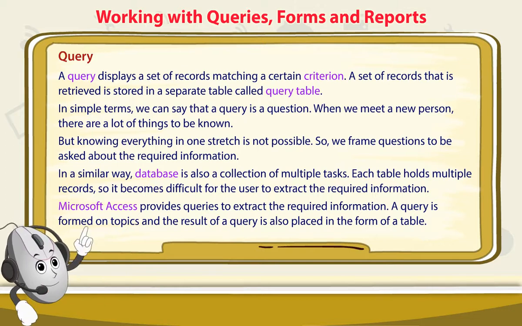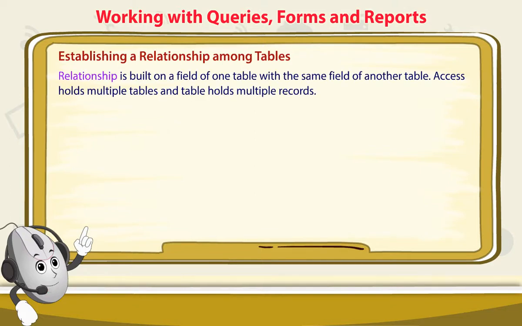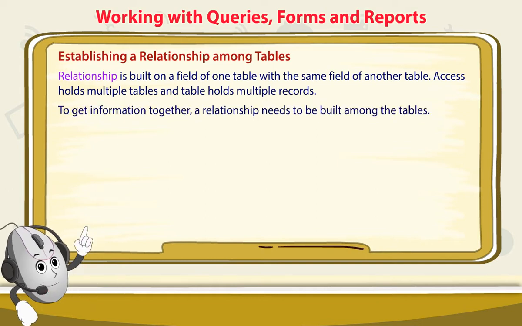A query is formed on topics, and the result of a query is also placed in the form of a table. Establishing a relationship among tables. Relationship is built on a field of one table with the same field of another table. Access holds multiple tables and a table holds multiple records. To get information together, a relationship needs to be built among the tables.